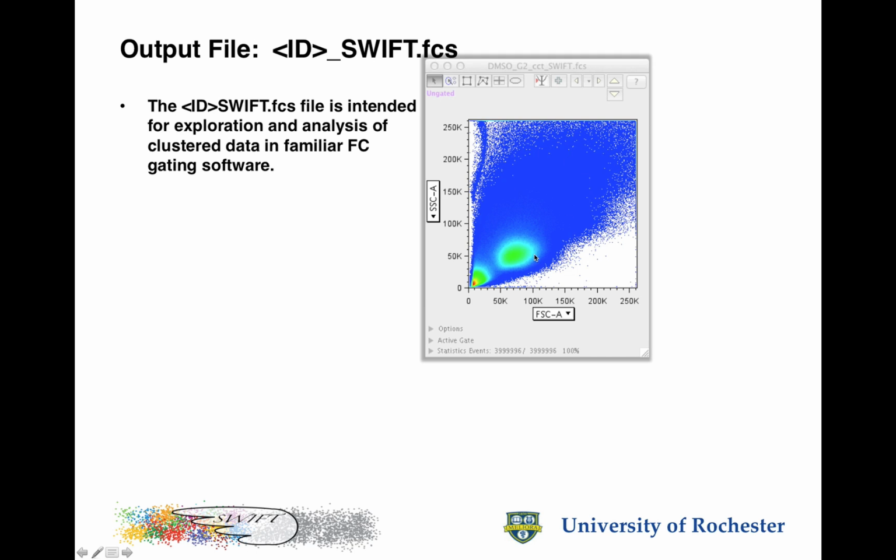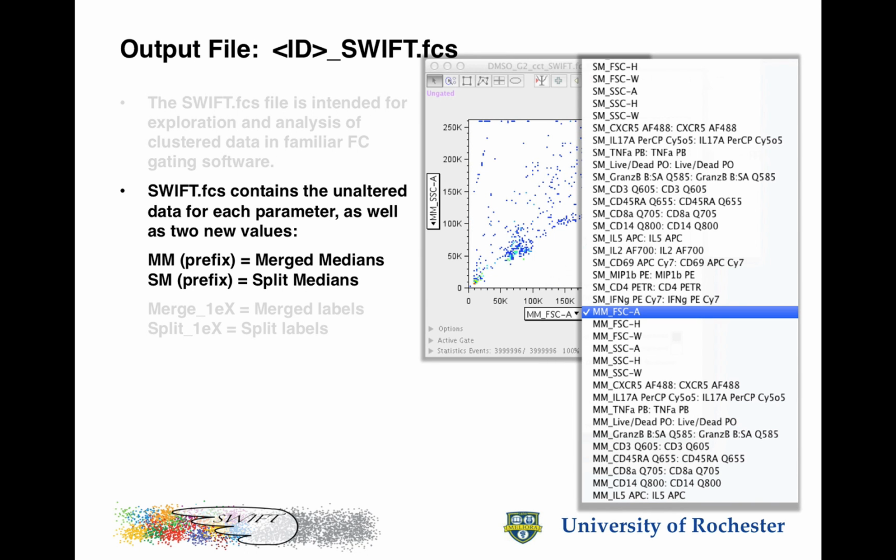Here you see a conventional bivariate plot of forward scatter and side scatter in FlowJo, and this sample contains almost 4 million cells, so it's very densely plotted. If instead of the forward scatter and side scatter, we plot the medians of the clusters on the same dimensions, forward scatter and side scatter, then we see that we have a much, much simpler plot. These appear as parameters on the standard parameter list. On this pull-down, if we choose the MMFSC, that's plotting all the cells at the merged medians, and because there are only a few hundred clusters, that means we only have a few hundred dots on this plot instead of the 4 million cells that you saw originally.